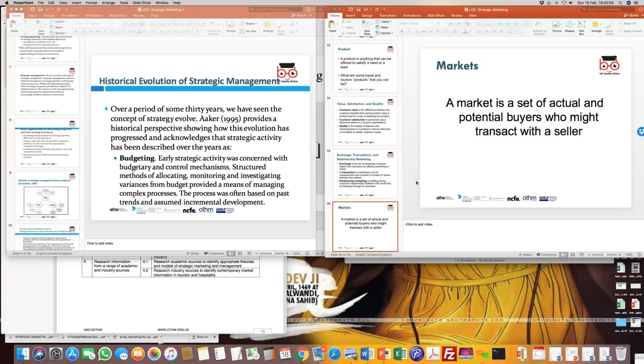The second concept that we look at is market concept. Now, in the market concept, what happens is a lot of sellers are selling their products, and a lot of buyers are buying the products in the market.